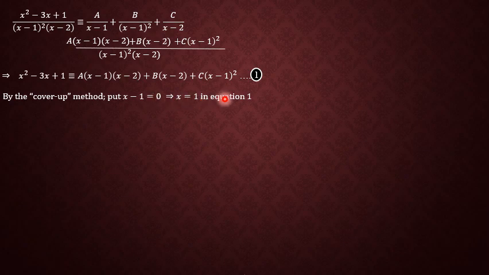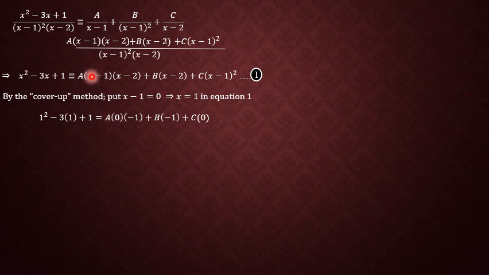Now, I'll put it in equation 1. So this is my equation 1, I'll put it here. If I put it there, I'll have my x equal to 1, right? So where I see x, I put 1. I'll put 1 squared minus 3 times 1 plus 1 equal to a.